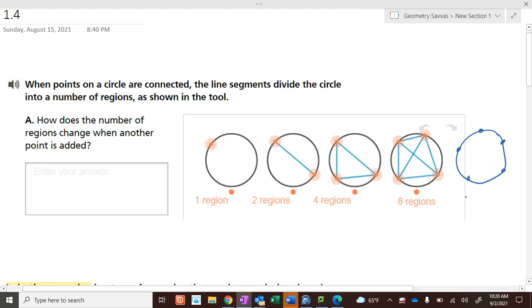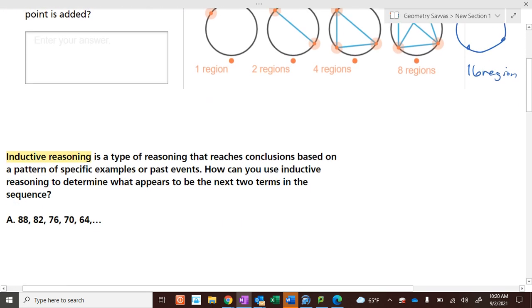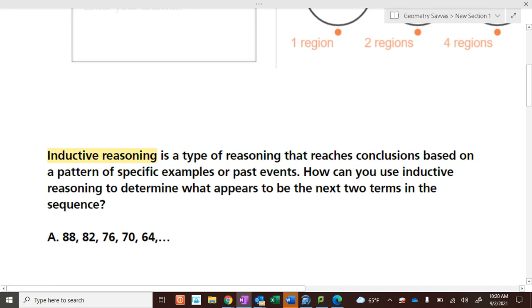Thomas. 16 regions. Thomas, explain the reasoning behind your 16 regions, which is the correct answer. Because they keep doubling every time. Thomas used what was called inductive reasoning, vocab word.